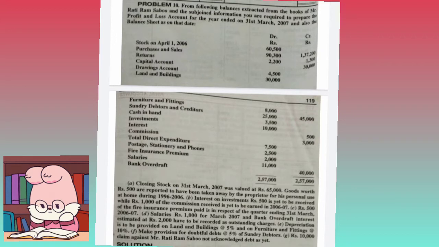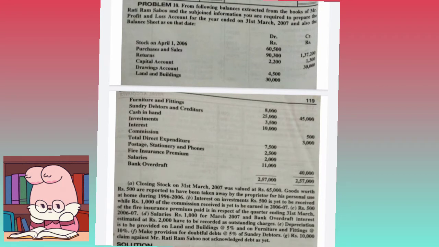Next, interest on investments rupees 500 is yet to be received. Interest on investments yet to be received means it is an accrued income. In the trial balance we are having accrued interest of rupees 500. So here the adjustment, accrued interest is given, so this accrued interest will be added to that interest and it is taken to the asset side of the balance sheet.